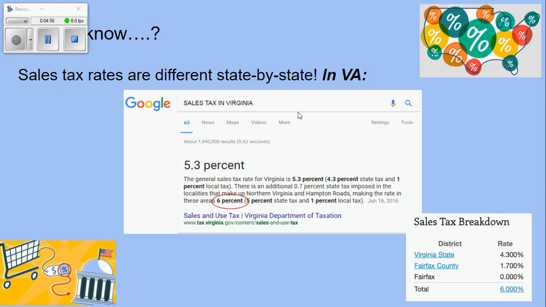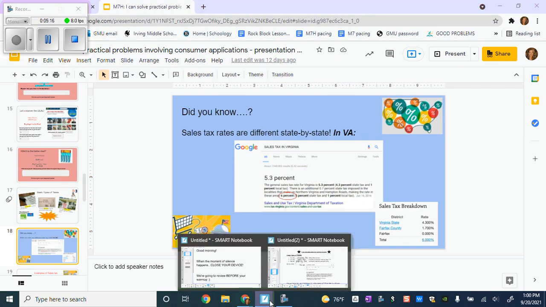All right, now in Virginia, it's actually a 6% sales tax. You can see here that 5.3% of it is Virginia itself. And then where we are in Northern Virginia, the Fairfax County, it adds a little bit more. And then we've got 6%. That's how the tax breaks down here in Virginia.